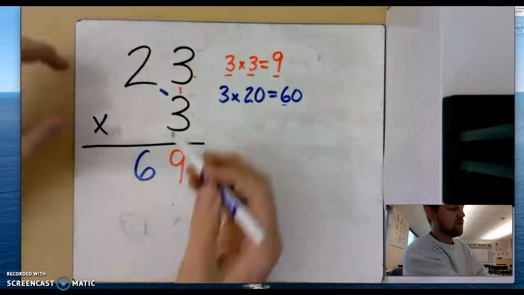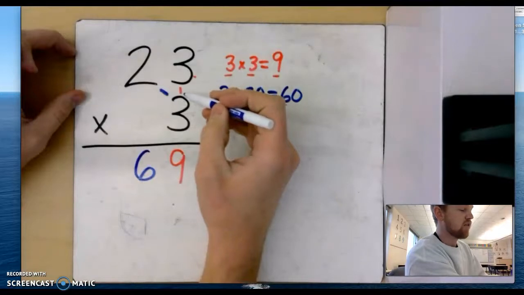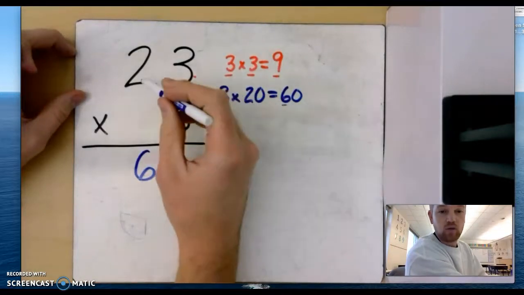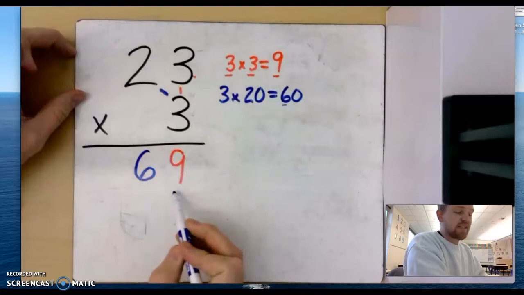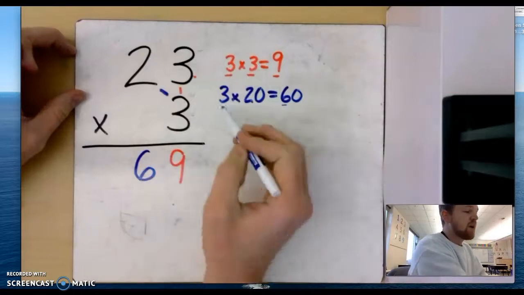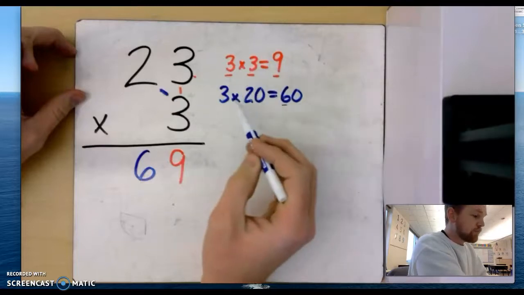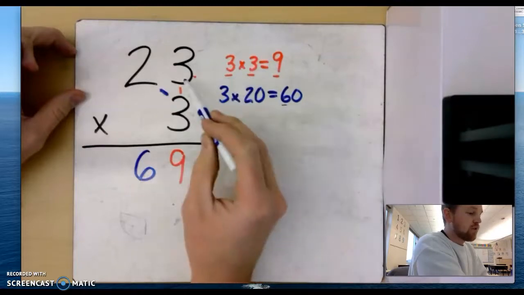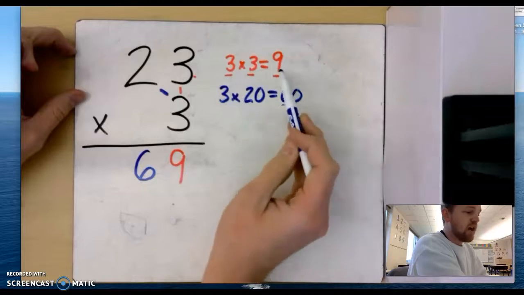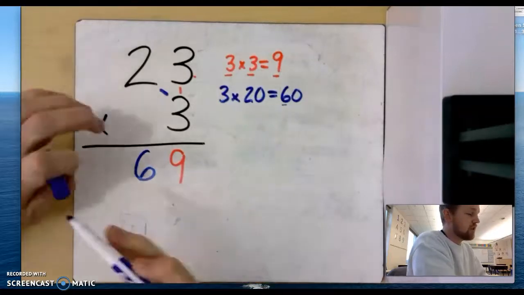So now I've reached my answer. I see that I've multiplied both. I've done 3 times 3 and 3 times 2, or 3 times 20. And I've ended up with 69 as my answer. I have my expanded form over here that I can check that right away, and I can see that I have 3 times 3 and 3 times 20. And then if I add them together, 60 plus 9 would be 69.